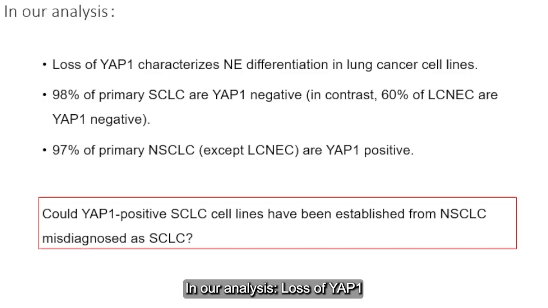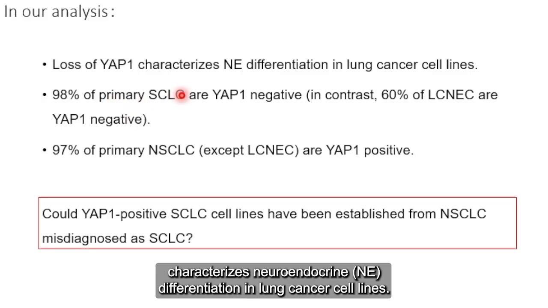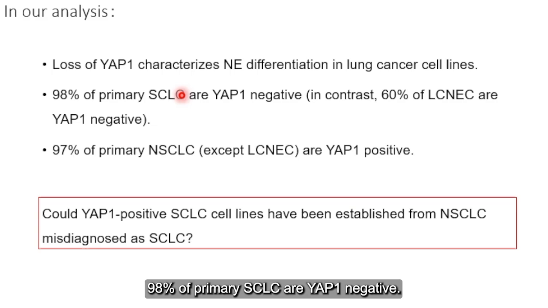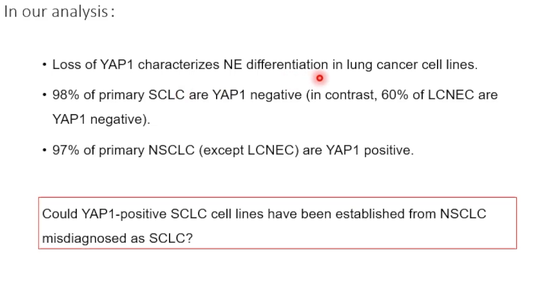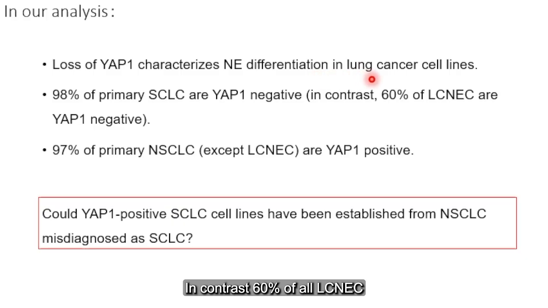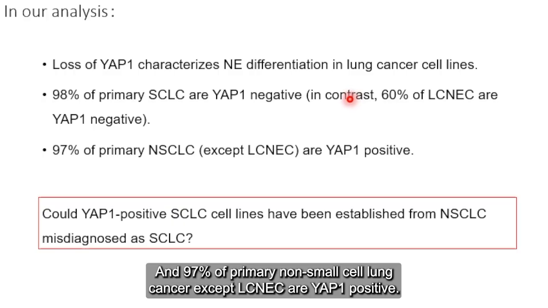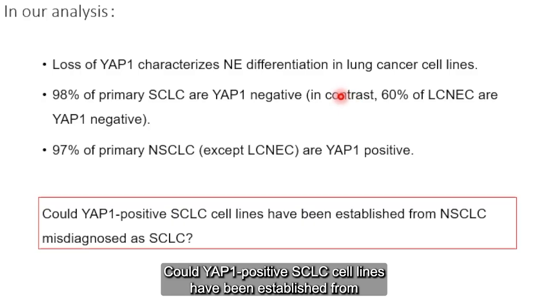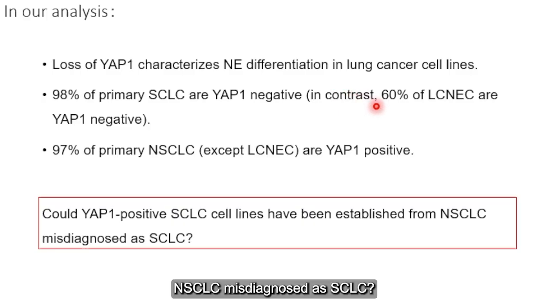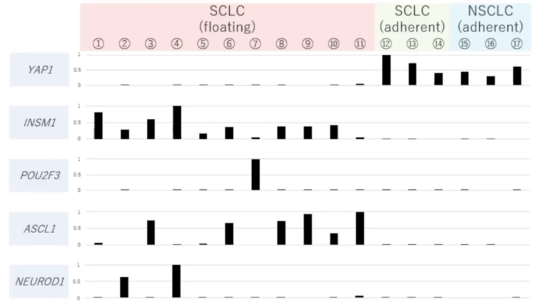In our analysis, loss of YAP1 characterizes neuroendocrine differentiation in lung cancer cell lines. 98% of primary SCLC are YAP1 negative. In contrast, 60% of LCNECs are YAP1 negative. And 97% of primary non-small cell lung cancer, except LCNEC, are YAP1 positive. Could YAP1 positive SCLC cell lines have been established from a non-small cell lung cancer misdiagnosed as SCLC?